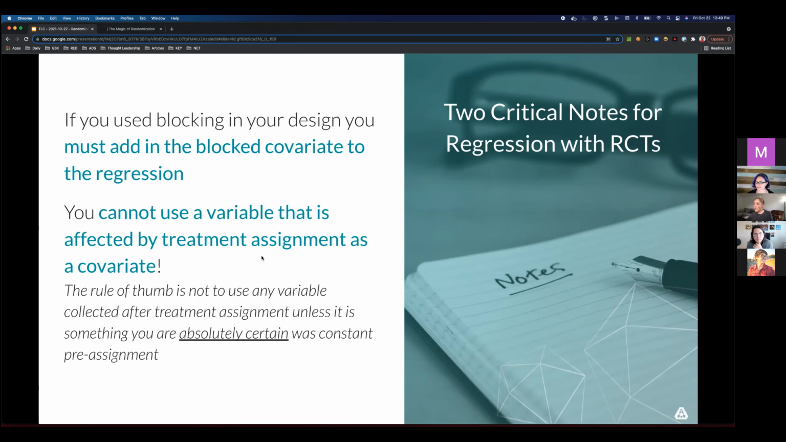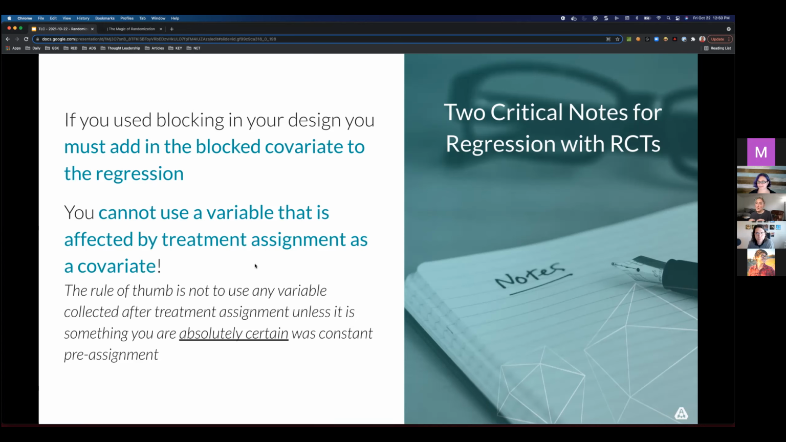And then the other thing about using regression in RCTs is, remember, we cannot add in variables that are affected by treatment assignment as a covariate. Covariates need to be a consistent characteristic of your subject that is independent of treatment assignment, and it wasn't an outcome from treatment assignment or your treatment. So really the rule of thumb is you should be trying to use pre-test data as your covariates.